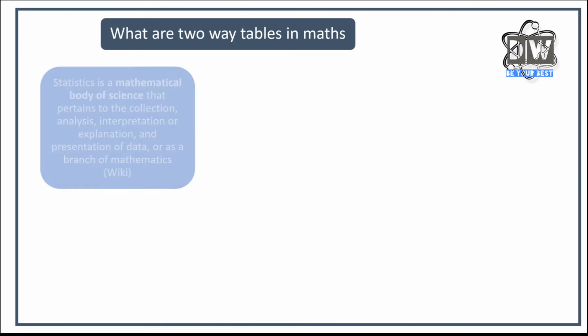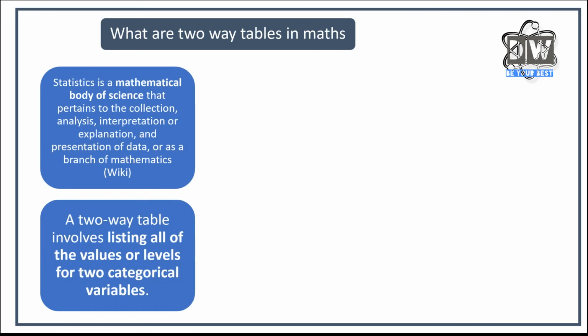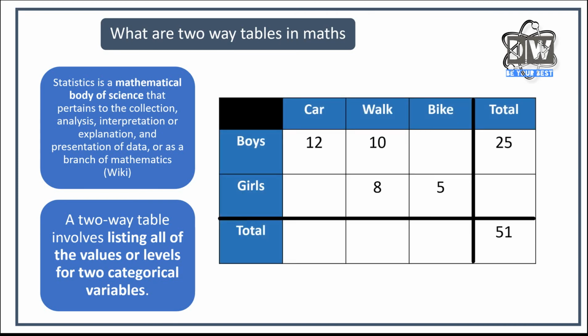So what are two-way tables? Well, very, very simply, a two-way table involves listing all the values or levels in two different areas. Here's an example. This two-way table shows us the ways that Asheville students get to school. We've got boys and girls, we've got cars, we've got people that walk, we've got people that bike. Magically, no one takes the bus at Asheville. I'm sure that's wrong, but anyway.